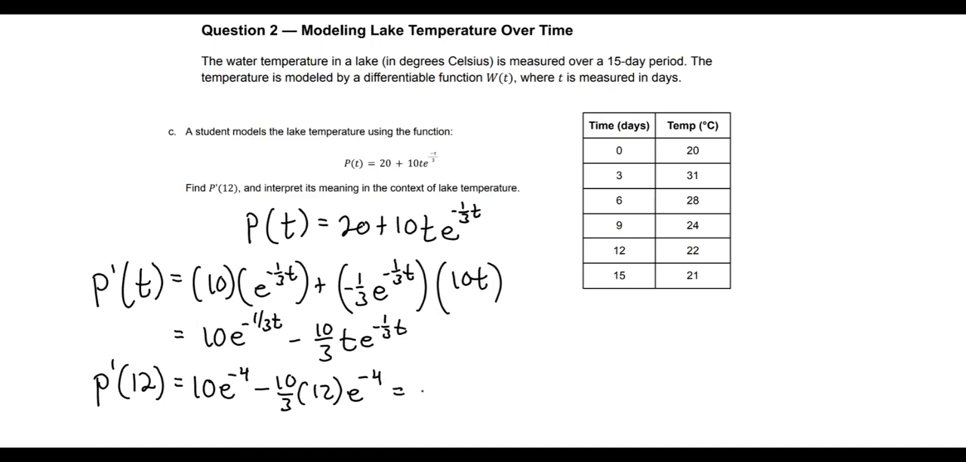And what you're going to get is negative 0.549. Now, this is kind of like what we did in part A. We started with a function, p of t, which models the temperature. We found the derivative. So if we started with temperature and we found the derivative, this should be temperature per time, or in other words, degrees Celsius per day, like this.